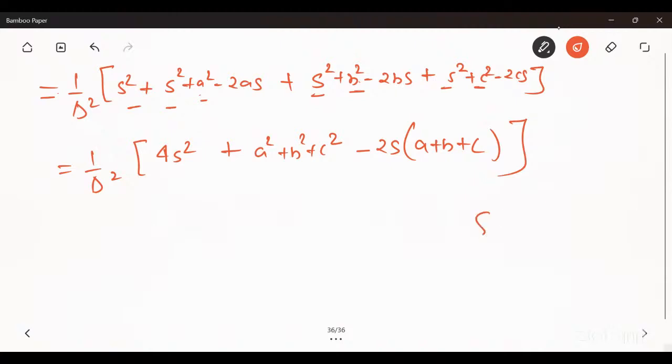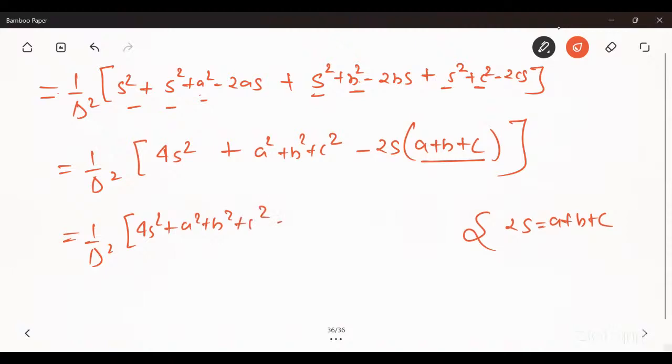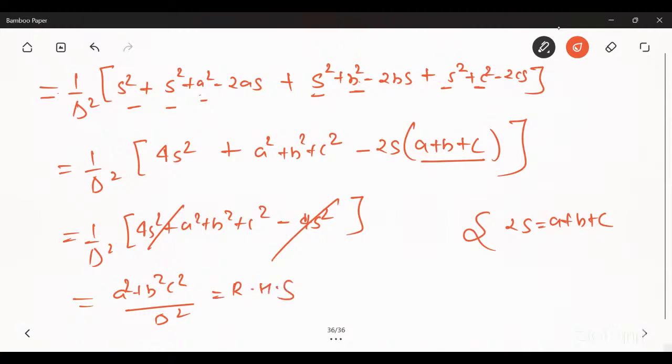And we know that 2S is equal to A plus B plus C. So in place of 2S, I can write A plus B plus C. So 1 upon delta square is equal to 4S square plus A square plus B square plus C square minus 2S into 2S, which will become 4S square. So that term will be cancelled. So you will get the value A square plus B square plus C square upon delta square, which was its RHS. Hence proven.